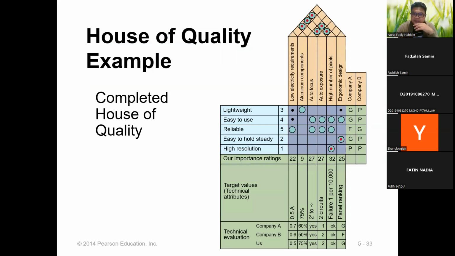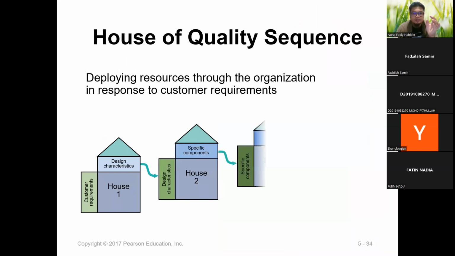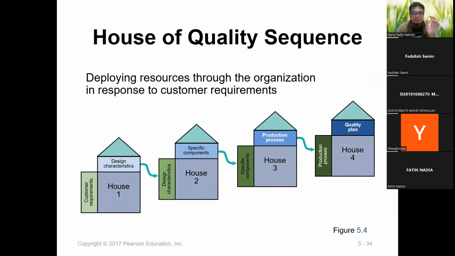So this is another, so you can see the complete house of quality. We can know that from the comparison, our importance rating is higher, the high number of pixels, because of the 32. So we have target value, technical attributes, so technical evaluation also. Okay, this one, deploy resources through the organization to respond to customer requirement.